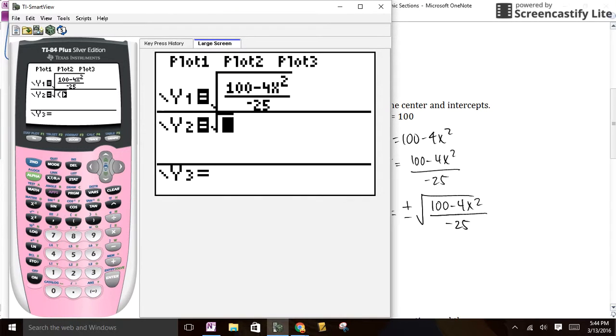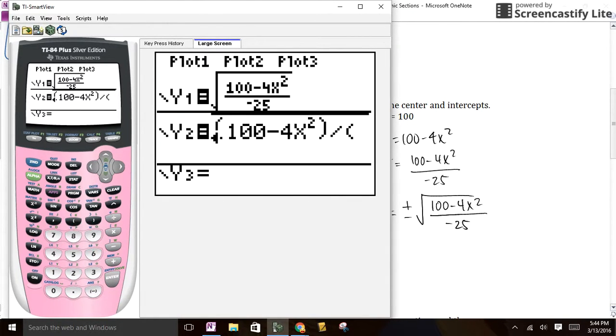I got to do parentheses for the numerator. So 100 minus 4x squared. And then you're going to want to make sure that you close your parentheses, hit the divided, and then open up another set of parentheses for the entire denominator, which is just negative 25. So we kind of didn't need parentheses, but it's a good habit to get into.